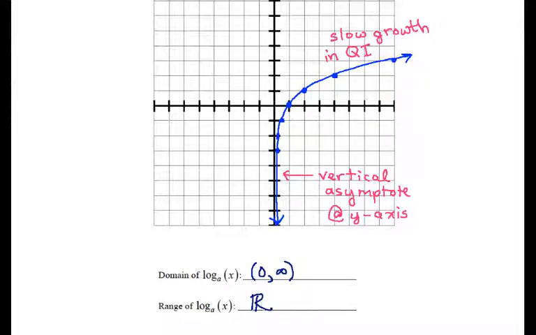So this turns out to be true for any base, not just the base 2. The characteristics that we see apply to any base greater than 1. And bases greater than 1 are the most common bases to see show up in logarithms. So we're always going to see an increasing function with a vertical asymptote at the y-axis and slow growth in the first quadrant. We'll also have the same domain and range, provided that there aren't any transformations applied.